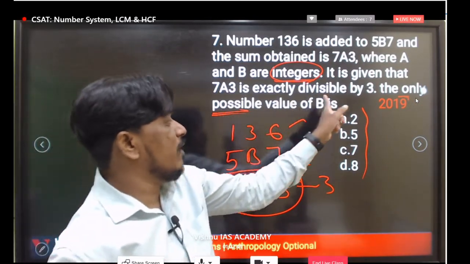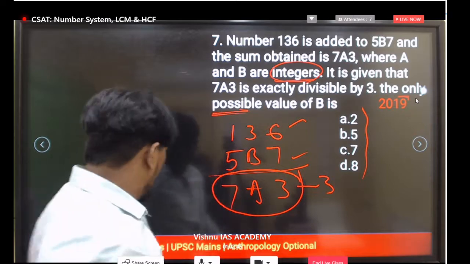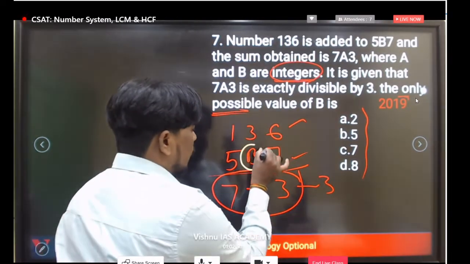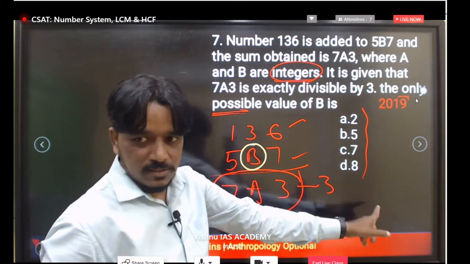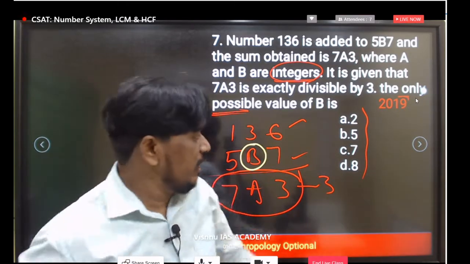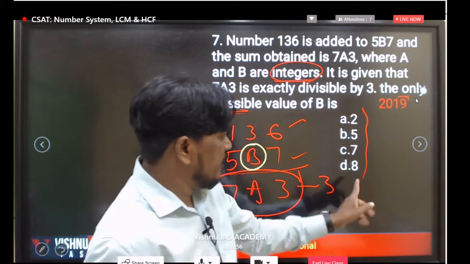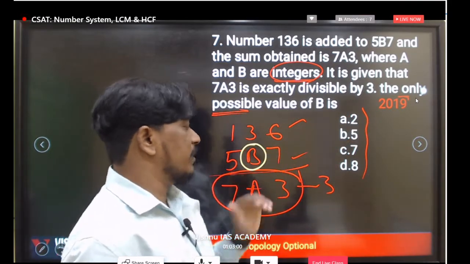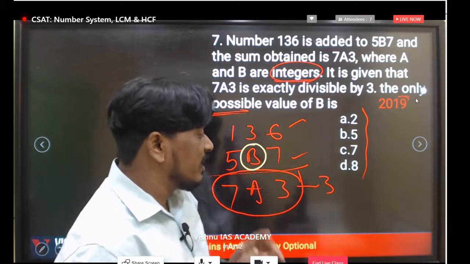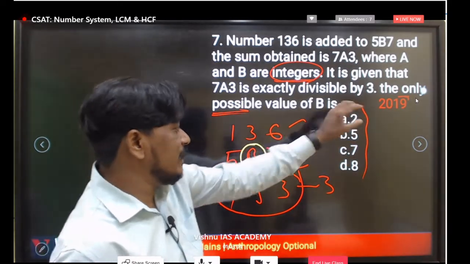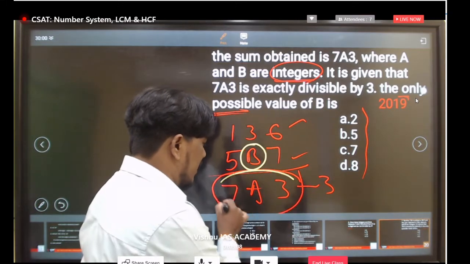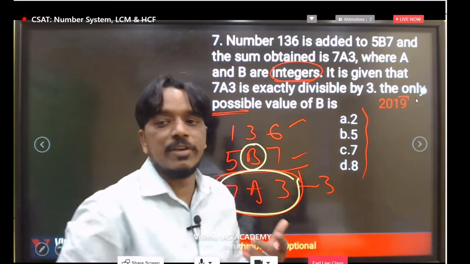The only possible value of b is what? What we have to find out is the only possible value of b. What digit will you get out of this? You can directly apply the elimination method based on the options. Options-wise you can check one by one. If you take 2, what happens? If you take 3, what happens? Finally, what we have to check is, if you take 2 instead of b, is this number divisible by 3 or not? That is what we have to check.